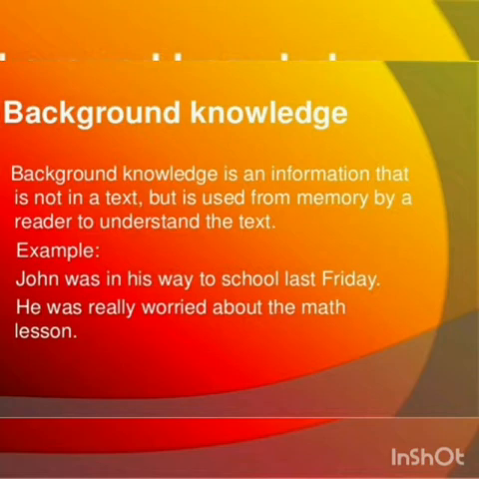The fifth one, background knowledge. Background knowledge is information that is not in the text, but is used from memory by a reader to understand the text. Example, John was on his way to school last Friday. He was really worried about the math lesson. The reader can know that he was not ready for the math task yesterday, and that's why John was worried.